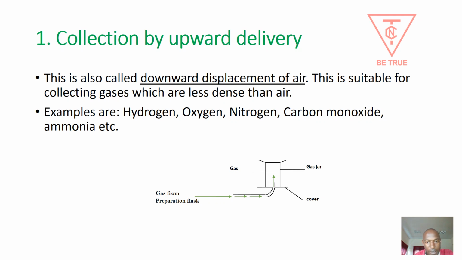But because the gas enters upwards as it displaces air downwards in the gas jar, this method is also called downward displacement of air. This method is suitable for gases that are less dense than air, like we have said, and examples include hydrogen, oxygen, nitrogen, carbon monoxide, ammonia, and others. You can see the green arrows in the diagram representing the gas as it enters the gas jar in the upward direction, hence upward delivery.